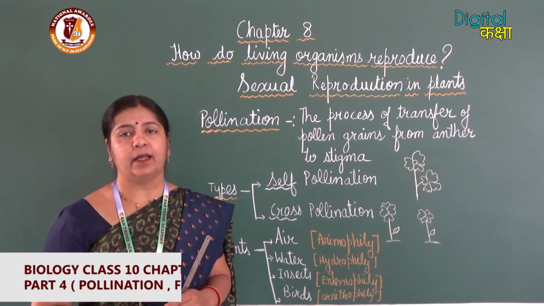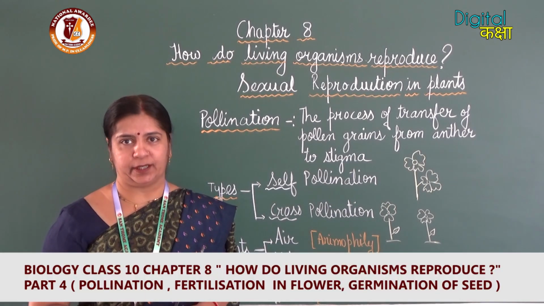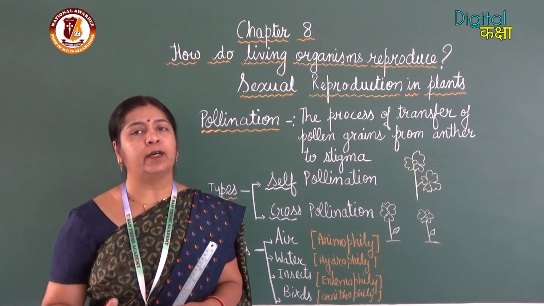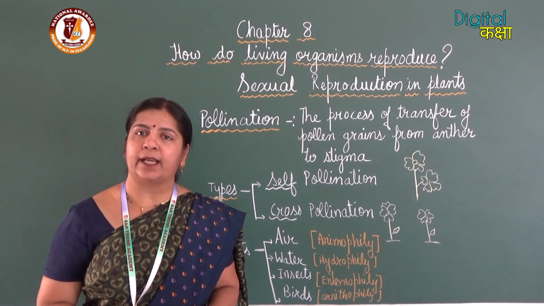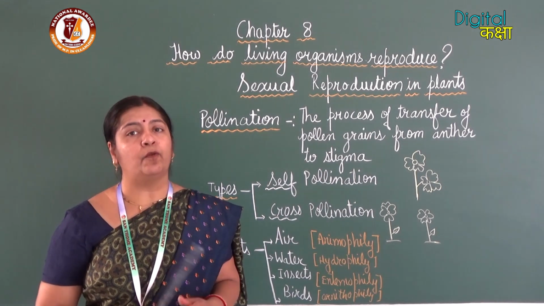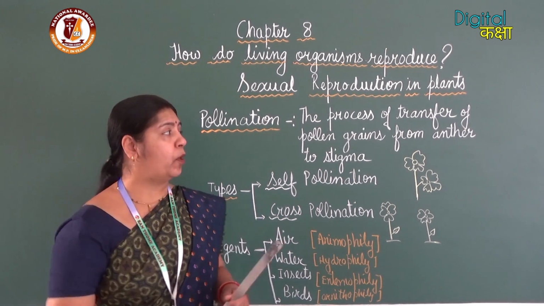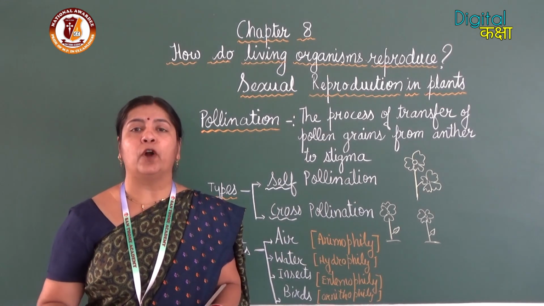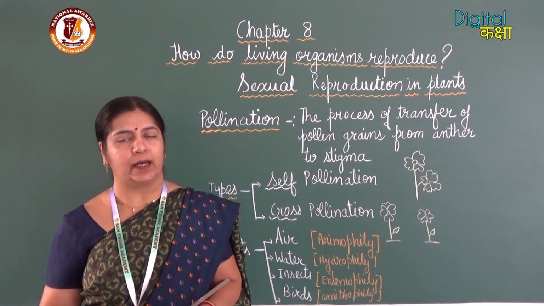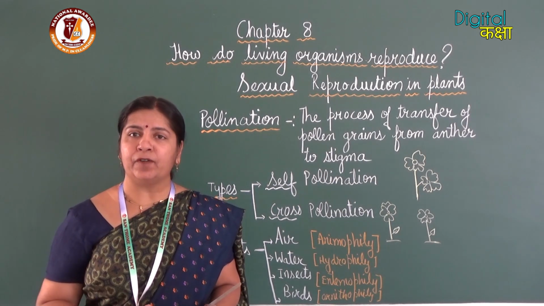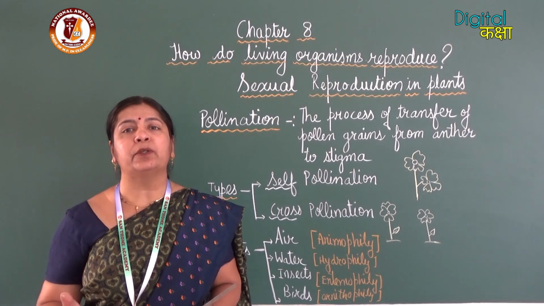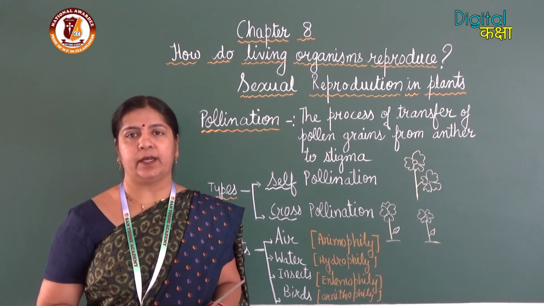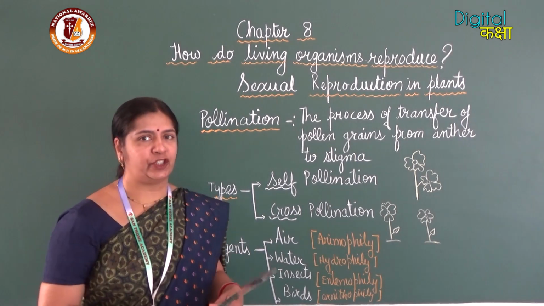Now we will study about pollination. Pollination is a very essential process for fertilization to take place. So, what is pollination? Pollination is the transfer of pollen grains from anther to stigma in the same flower or between two different flowers of the same variety. Then we call it pollination.